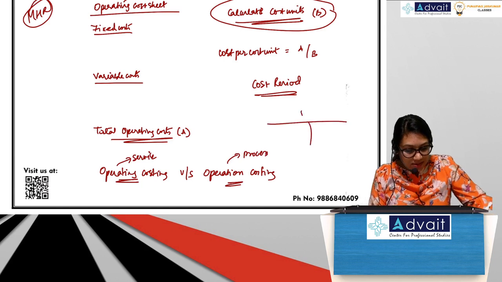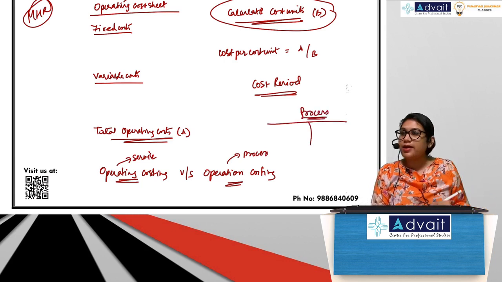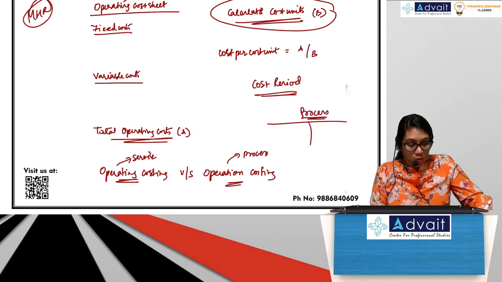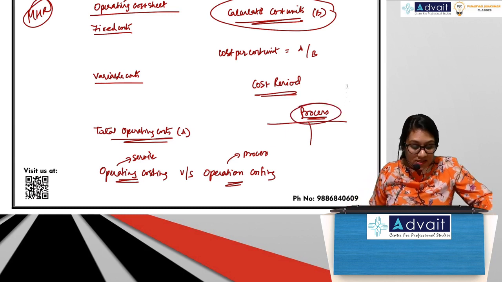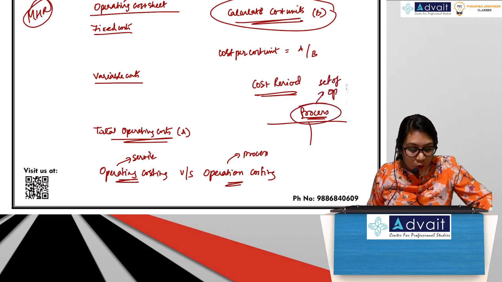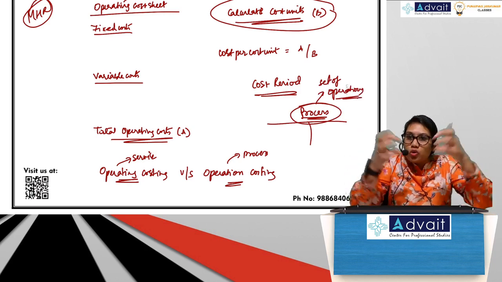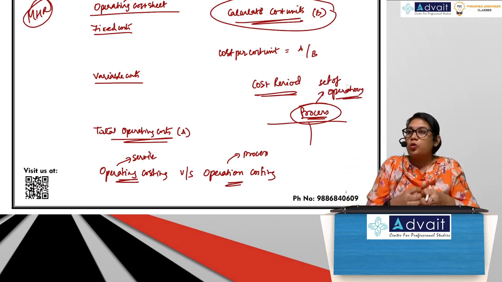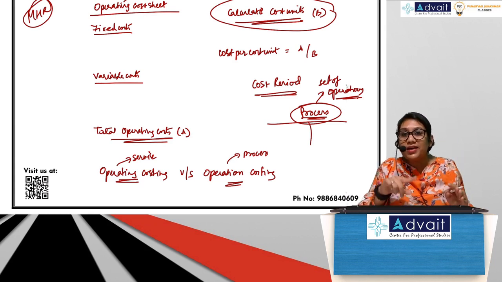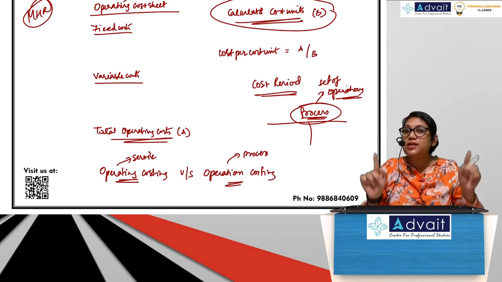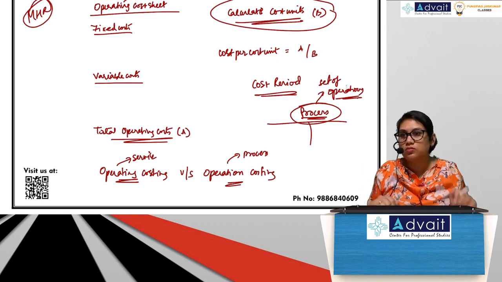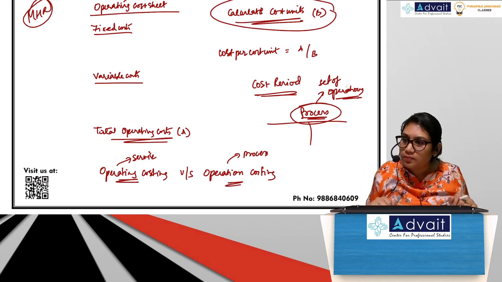Yesterday we had done process costing, right? Process account. What is a process? A process is nothing but a set of operations. So when many operations are clubbed together, then it becomes a process. So operation costing is process costing. Operating costing is service costing. Please don't get confused. Guys, is it okay?